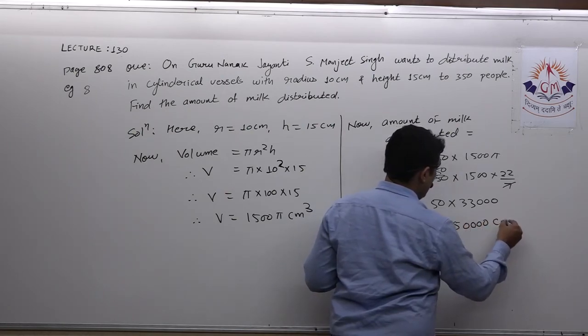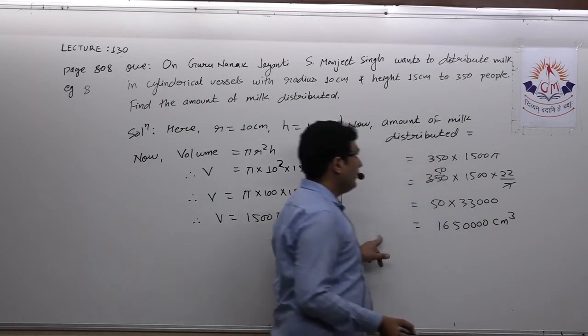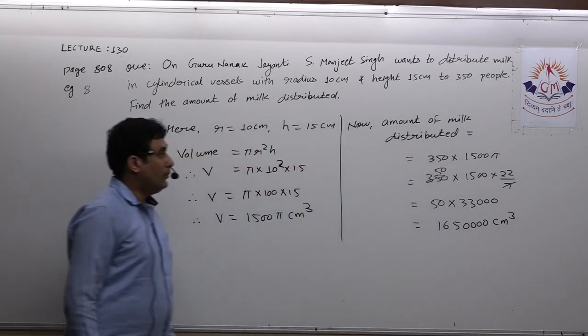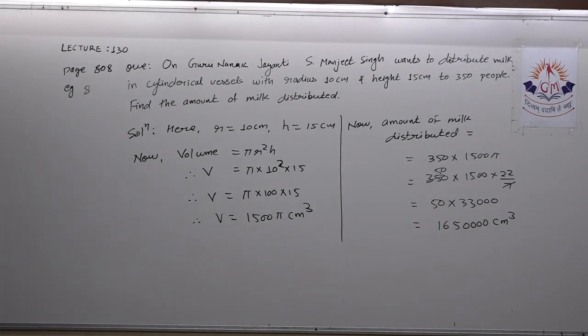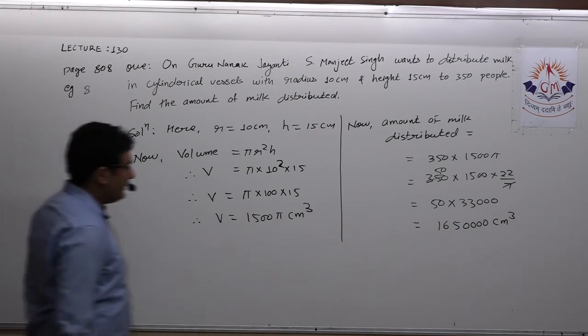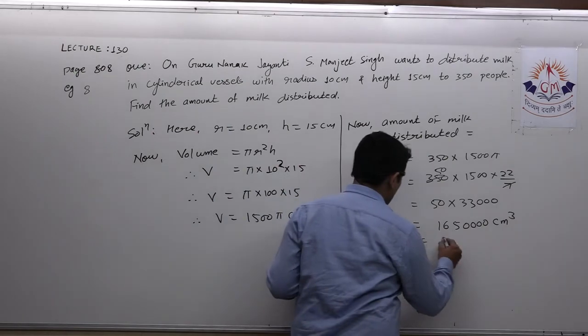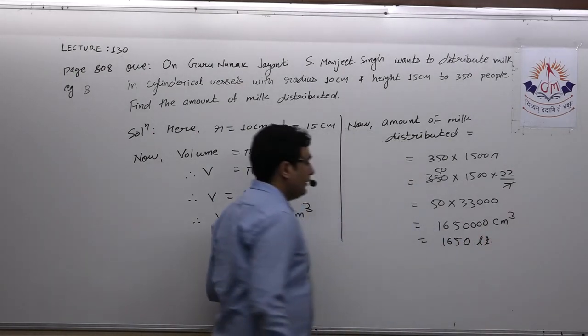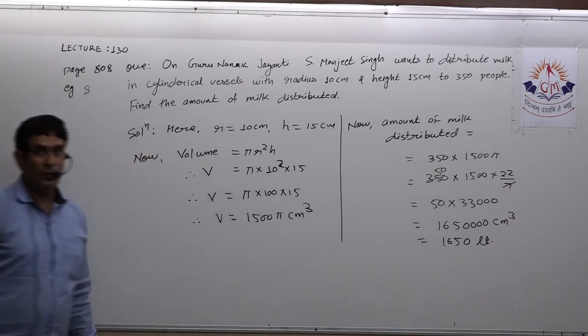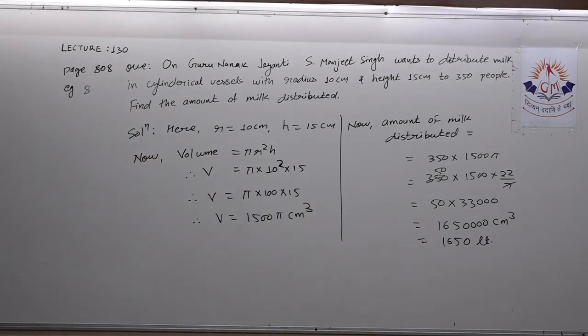165,000 centimeter cube. This is the total amount of milk distributed. If you want to convert into liters, then divide by 1000. So 1650 liters. This is the final answer. So please note it down. Then we will see the next question.